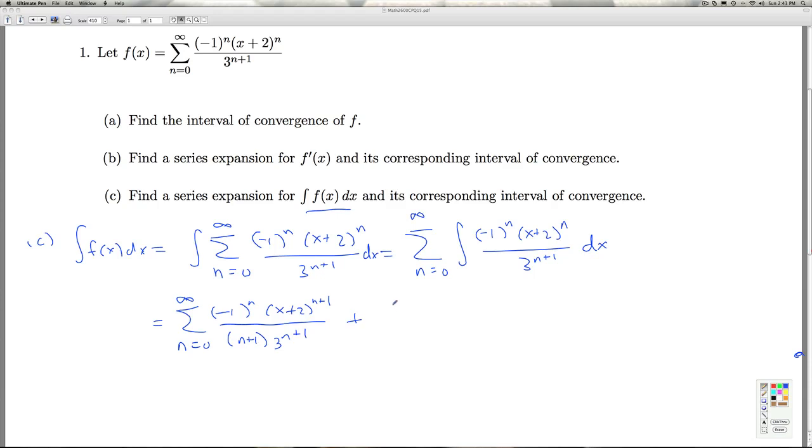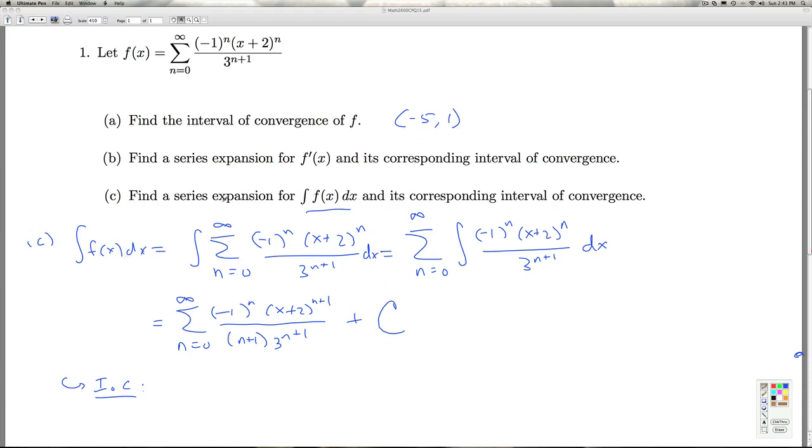Plus, of course, a constant. All right, so that's a formula for the antiderivative. Now I have to look at the interval of convergence. The interval of convergence for the original function was negative 5 up to 1. And once again, the radius of convergence is going to be the same for the derivative and the antiderivative.